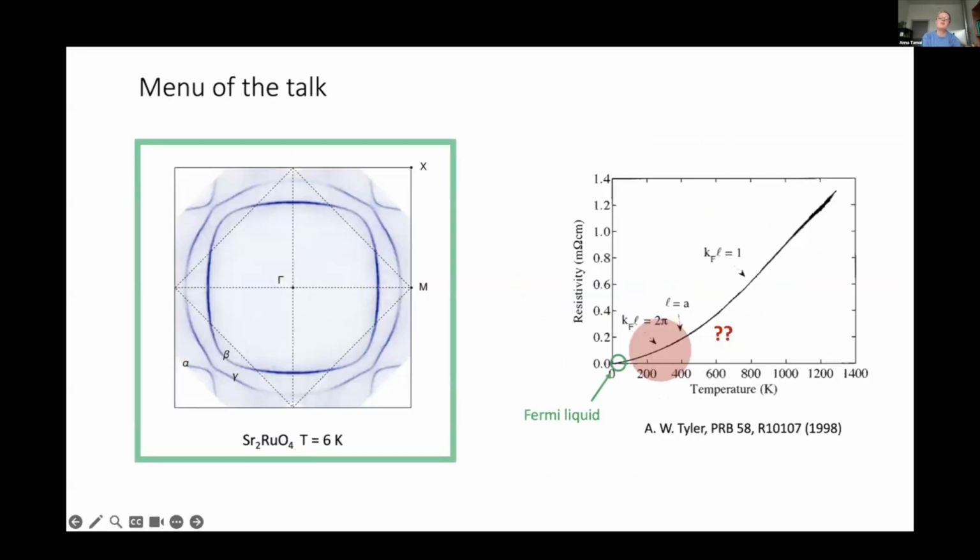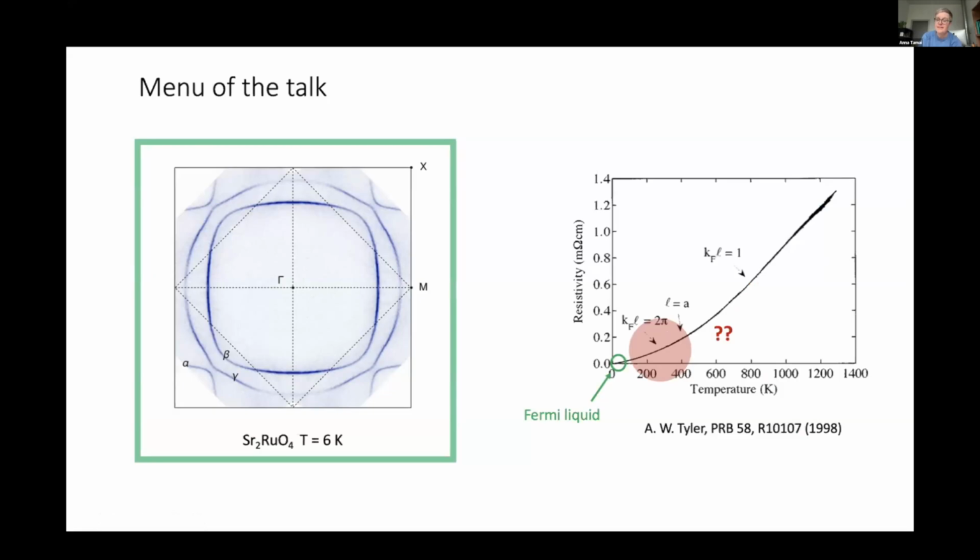Now the question is what happens when you increase temperature, how this state that we kind of understand evolves. And the questions are two: are there still quasi-particles when you move away from this low temperature Fermi liquid phase? And if there are still quasi-particles, how do they behave?